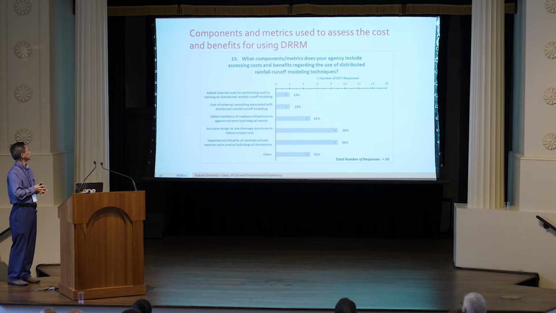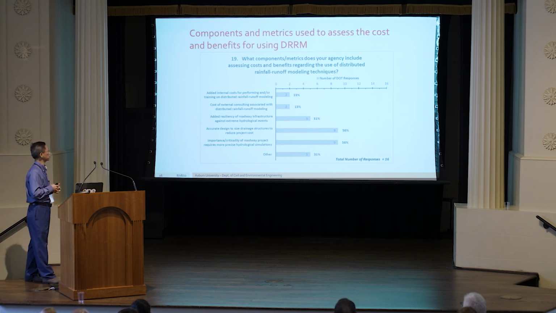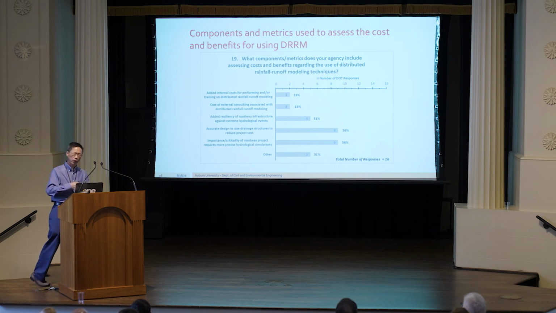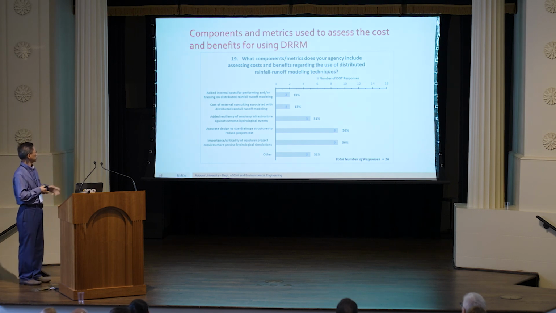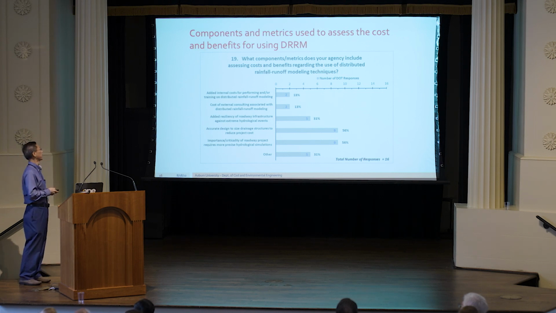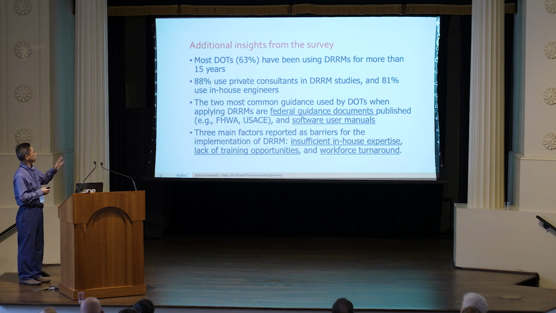What components or metrics does your agency include in assessing the cost and benefit regarding use of the distributed rainfall runoff modeling technique? Whether that is a factor to select the lumped model or DRRM. We have 9 DOTs out of 16. They talk about accurate design to size drainage structures to reduce project cost, or because that project is important and critical for a roadway project. So instead of a lumped model, they use the DRRM.